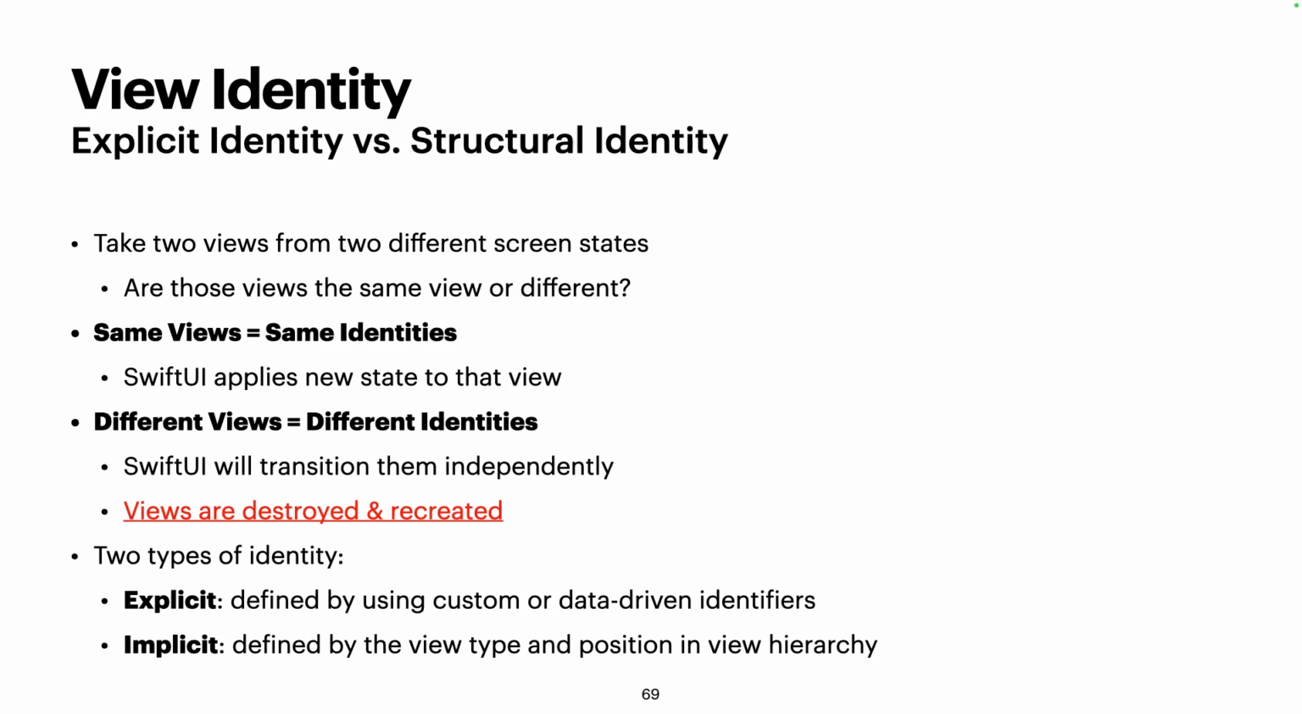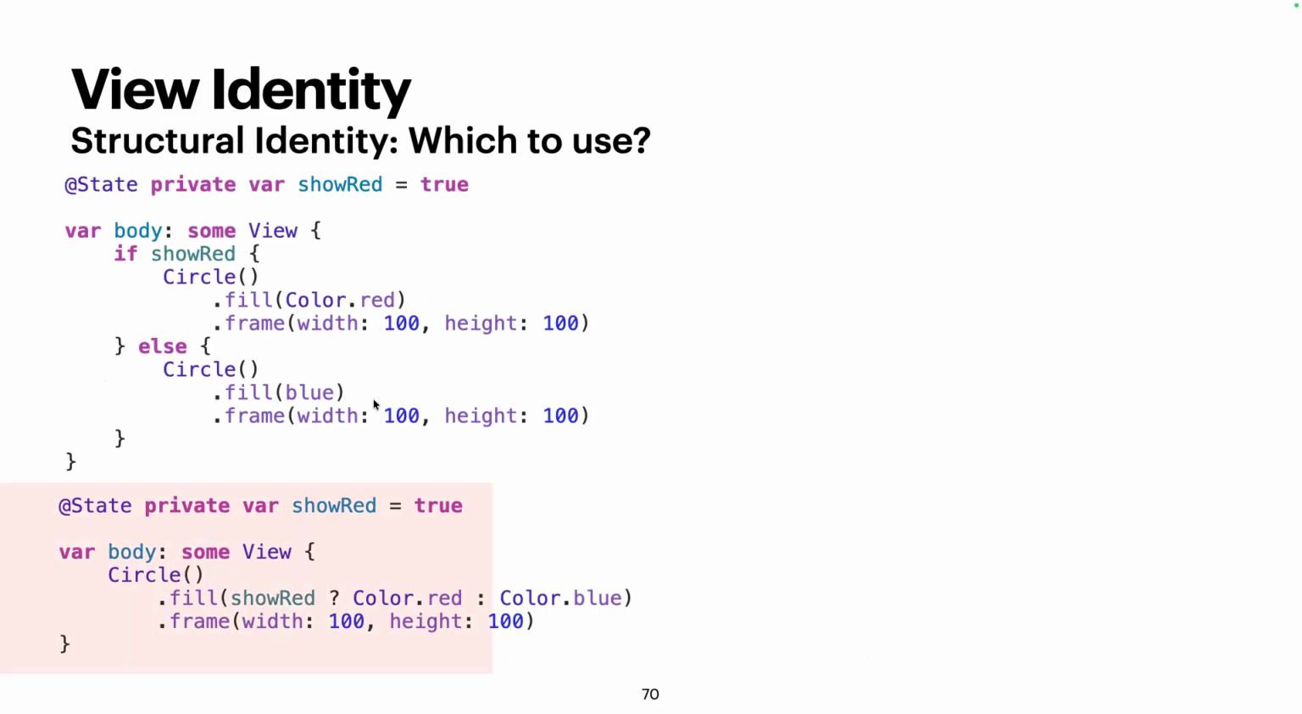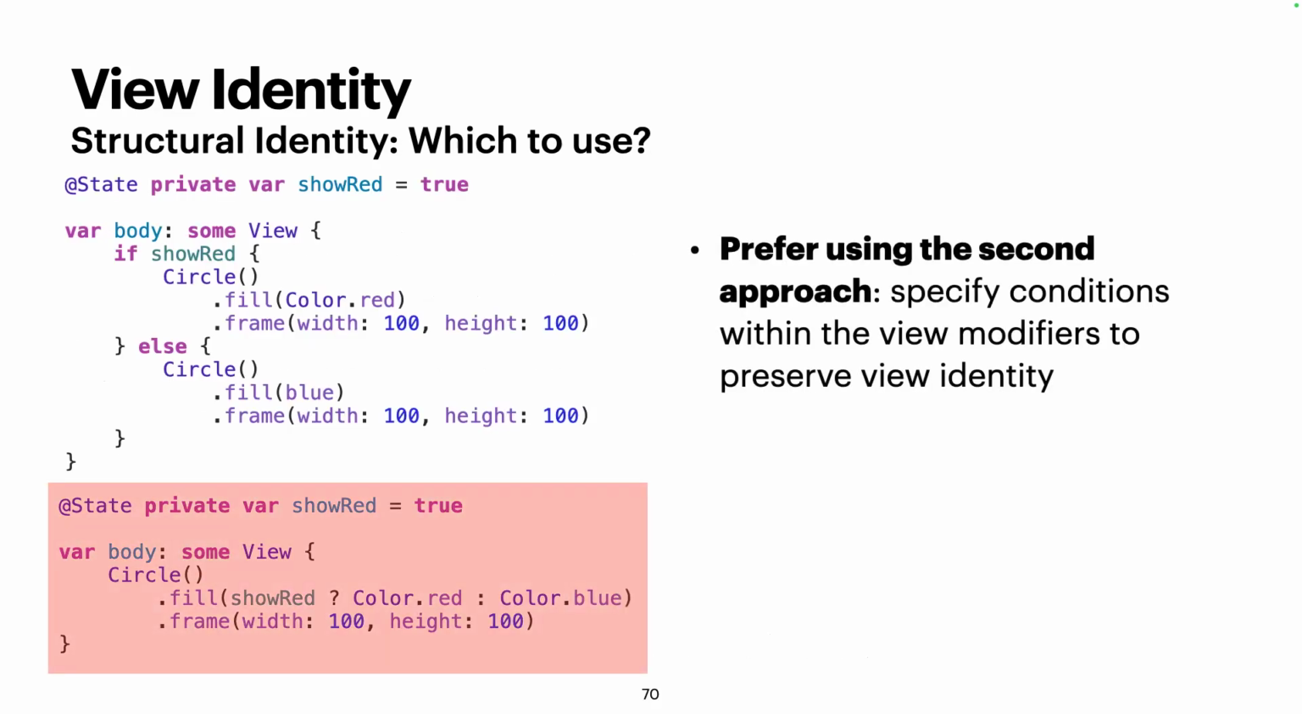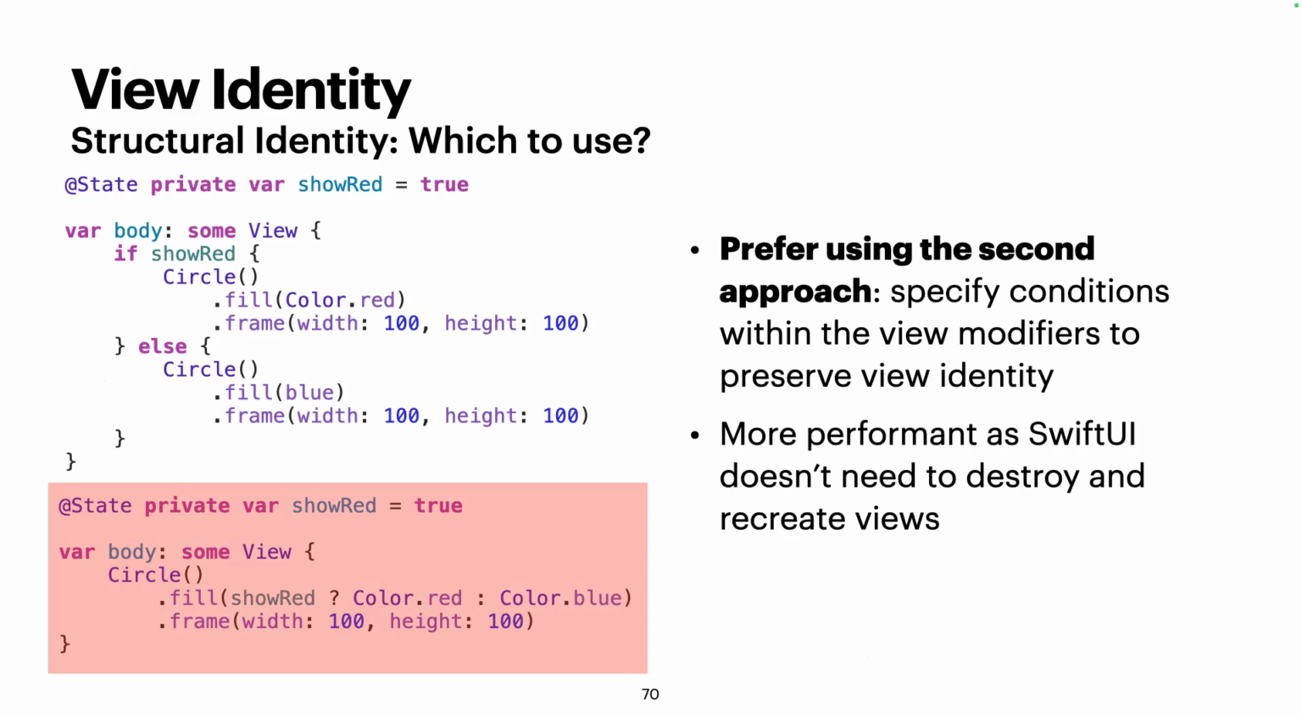So explicit identity is defined by custom or data-driven identifiers like the id parameter in ForEach. Implicit, or you can call it structural, the same thing, is defined by the view type and its position in the view hierarchy, like in an if-else statement. Prefer using the second approach with the ternary operator, and the reason is because it's more performant. SwiftUI doesn't need to destroy and recreate views.